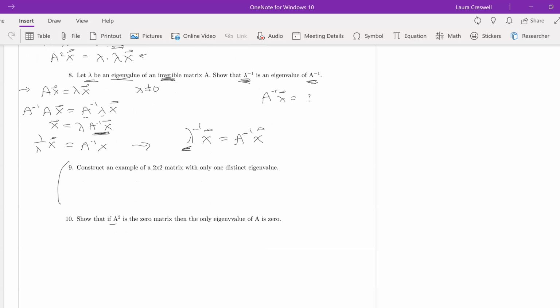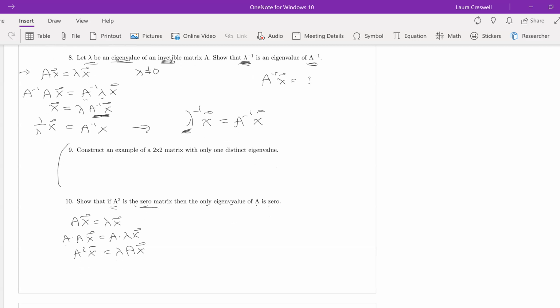All right. So show that if A squared is the 0 matrix, then the only eigenvalue of A is 0. Okay, so let's start off with something we know, like that. Then let's multiply both sides by A. All right, so this gives me A squared, and I'm going to move that lambda in the front there. Okay, so they're telling me A squared is 0. So this side turns into 0, right?